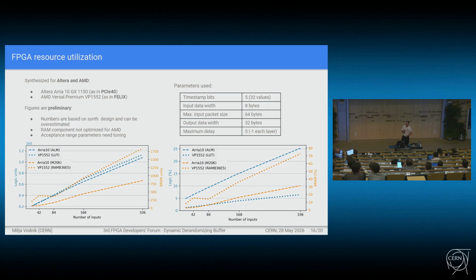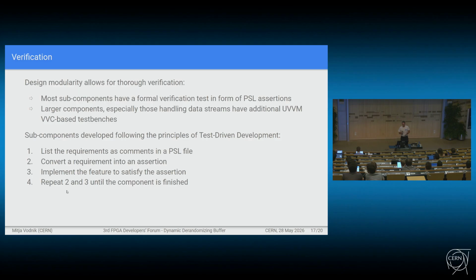So we see that the resource consumption for the sorting trees goes linearly with the number of inputs. For the AMD chips, these estimations are a bit preliminary because one of the RAM components is not yet optimized for it, and it produces a bit of a high RAM resource usage. So this will have to be worked on.